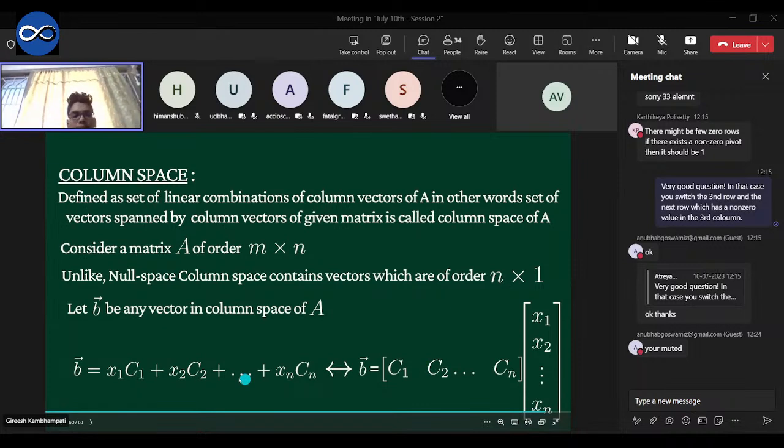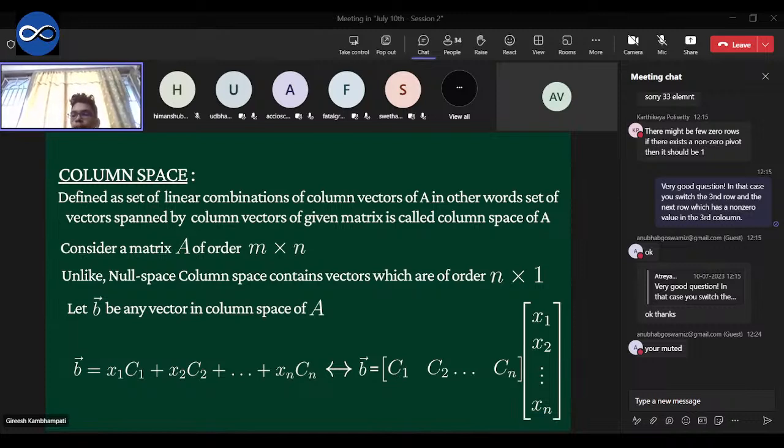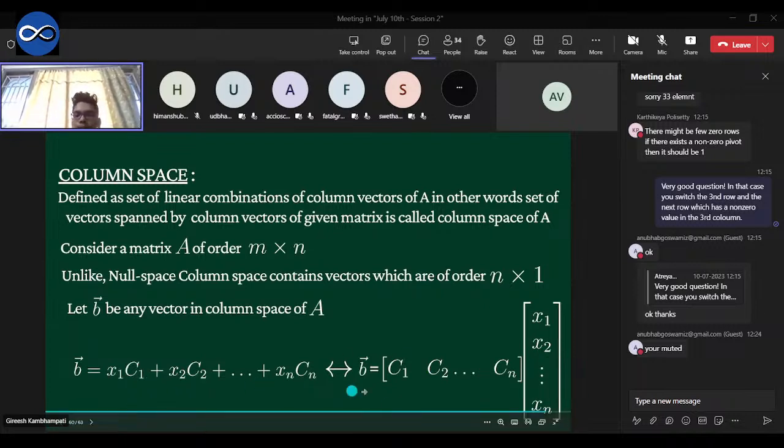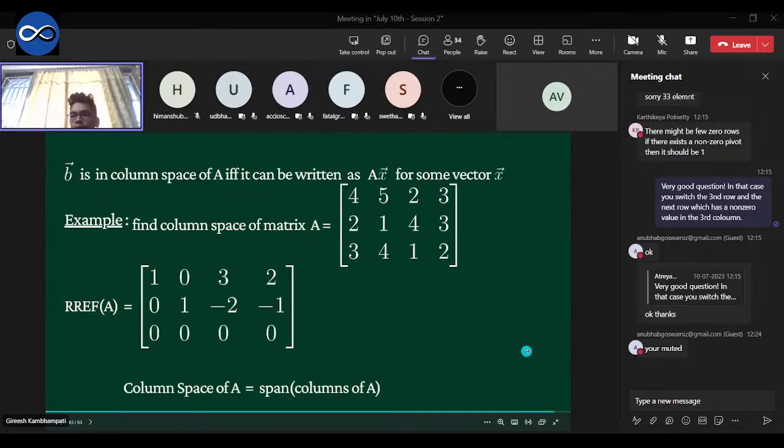We can write this statement B bar equals x1 C1 plus x2 C2 plus, and so on, xn Cn as a matrix multiplication: the matrix C1, C2, C3, and so on, Cn into the vector x1, x2, and so on, xn. If we compute this matrix multiplication, you will get x1 C1 plus x2 C2 plus, and so on, xn Cn. So B bar equals x1 C1 plus x2 C2 plus, and so on, xn Cn is equivalent to B bar equals the matrix C1 to Cn, which is A, into x bar, as on our next slide.